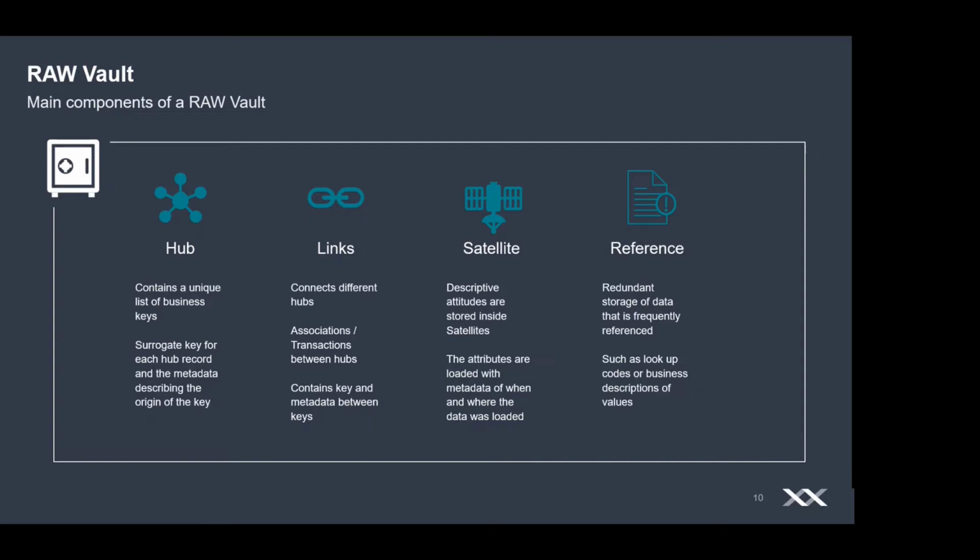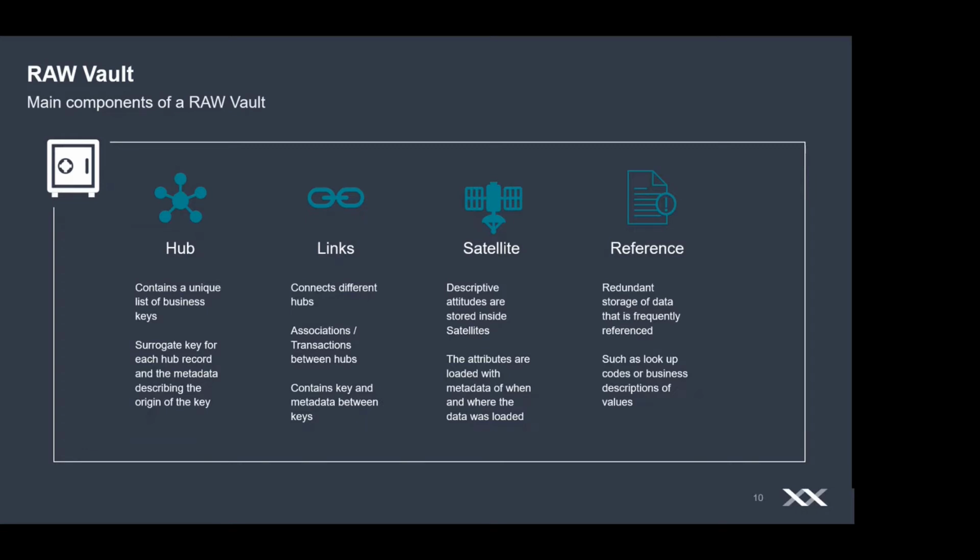The attributes also come with metadata about where and when the data was loaded from and until when it was valid, creating a history of the data at a given point of time. And then there are also reference tables, which are used for frequent references, so business descriptions or lookup codes, for example.